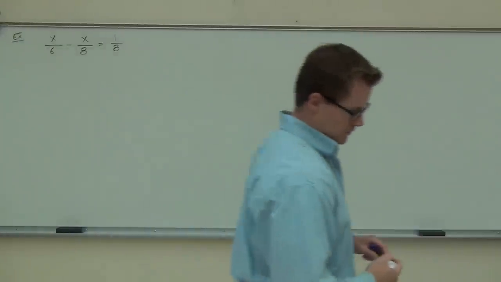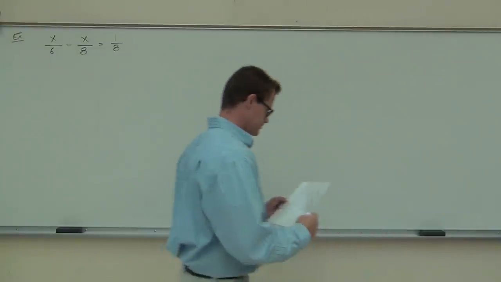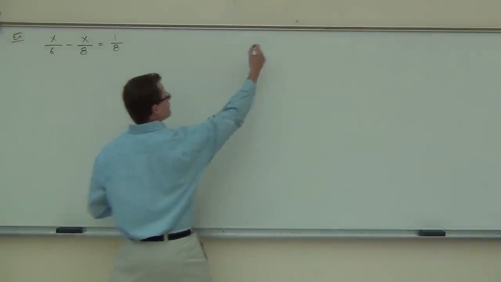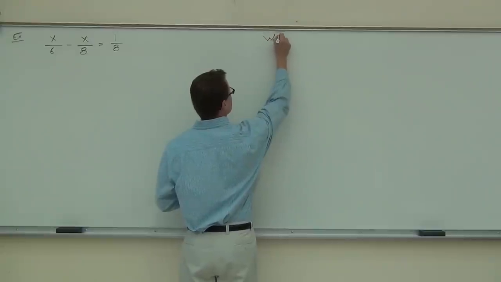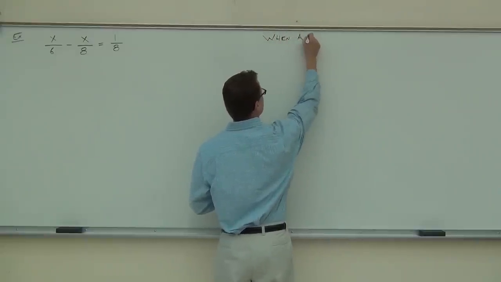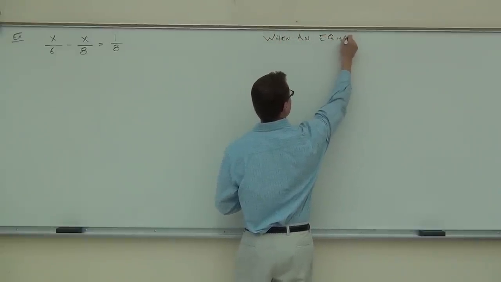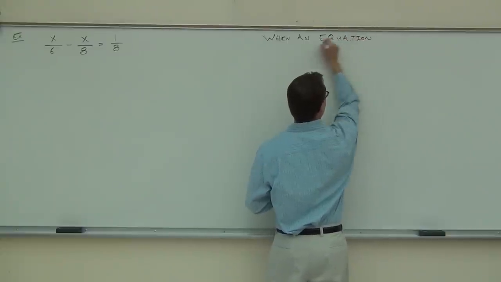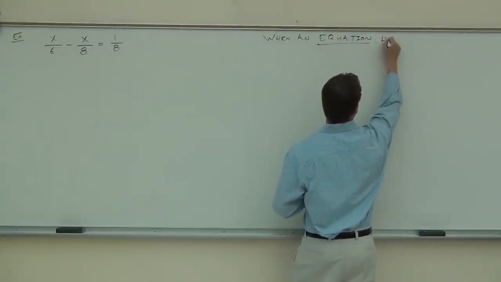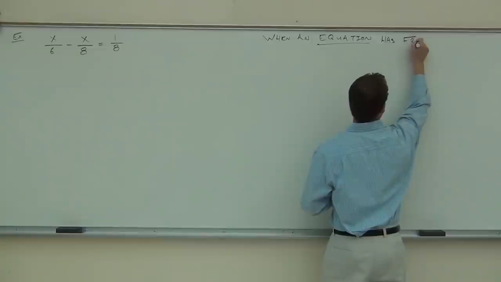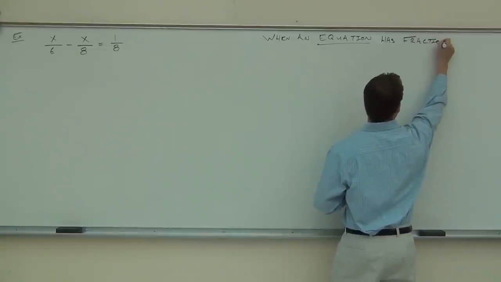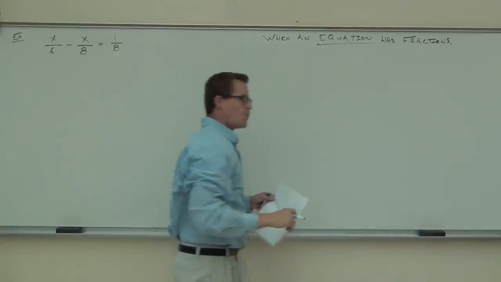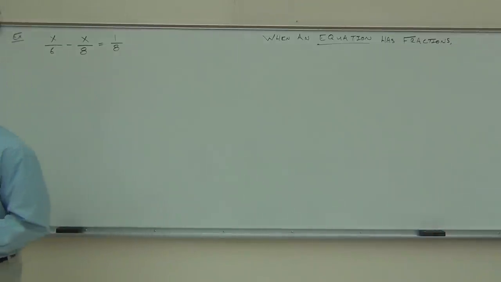So our goal here is, when we have an equation that has fractions, what we're going to do is find the LCD. And we're going to multiply both sides of the equation. You've got to do what for one side, the other side as well. We're going to multiply both sides by the LCD.